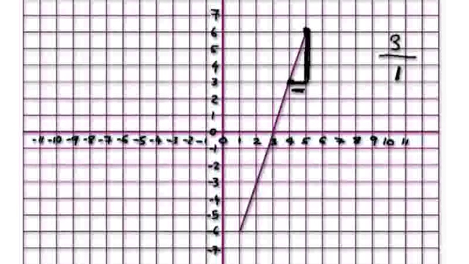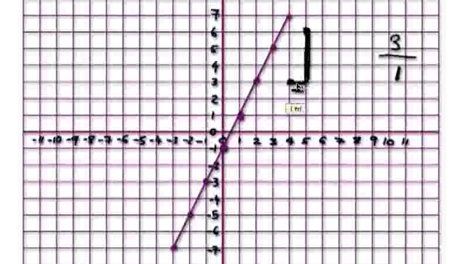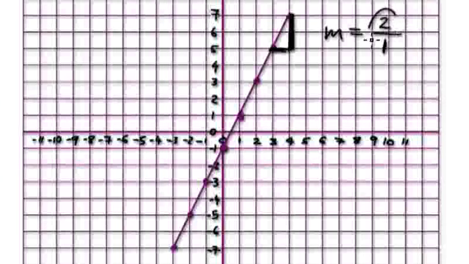Okay, let's give you this one here. The up and down here is 2, and the across is 1. So the gradient here, remember, m always stands for gradient. The up and down is 2, and the across is 1, so 2 divided by 1. So the gradient here is 2.